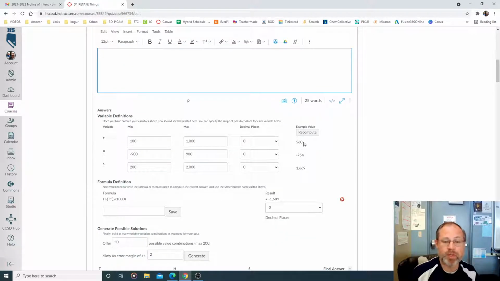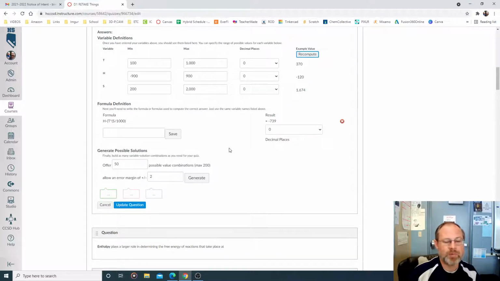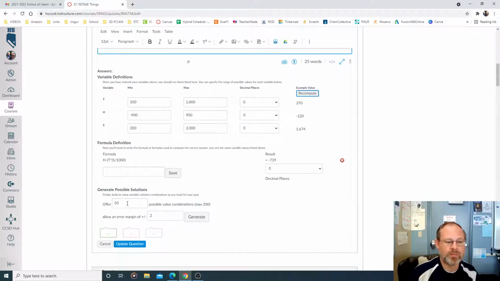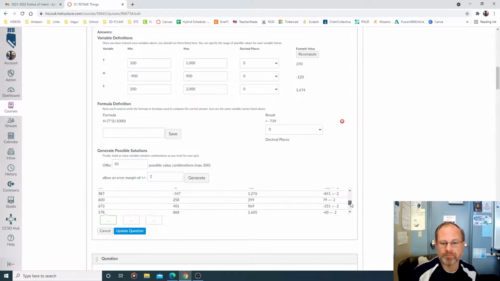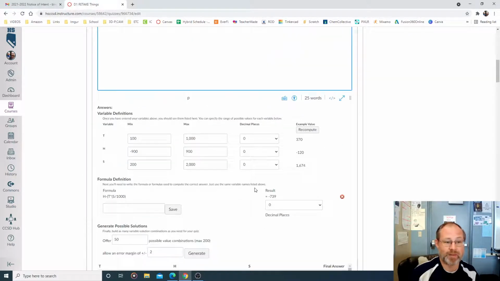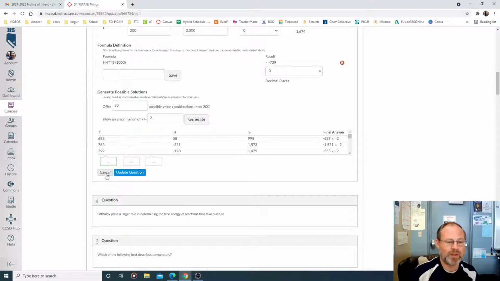We can test our formula just by taking the values you've given and checking the formula by hand to make sure it gave you a good result. Now, for some reason, I have to do this every time. You have to generate options. If I try to update questions, it's going to say, no, you've got to generate some. So generate 50 options. It's generating numbers. There we go. So here's a bunch of possible solutions that they're going to see. Pretty slick. Okay, so let's go ahead and cancel this.